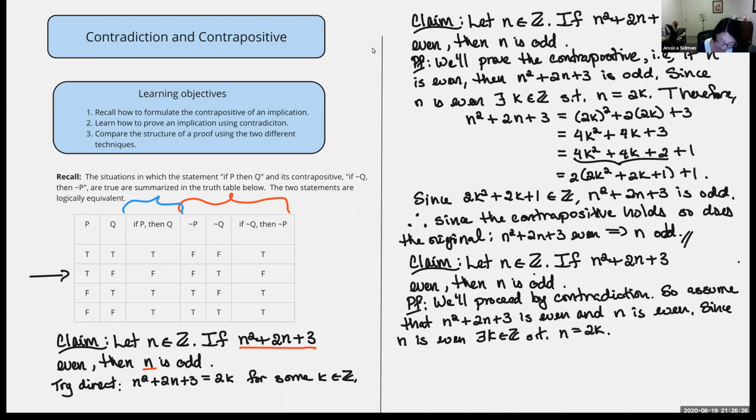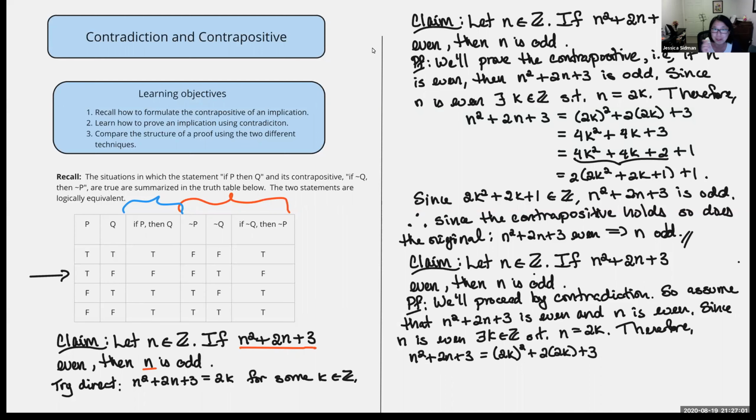Well, let's see what will happen. We can say therefore. Let's see if it rings any bells. Therefore, what we see is that n squared plus 2n plus 3, which is the quantity of interest, if n is even, we can plug 2k in for n. We get 2k quantity squared, plus 2 times 2k, plus 3.